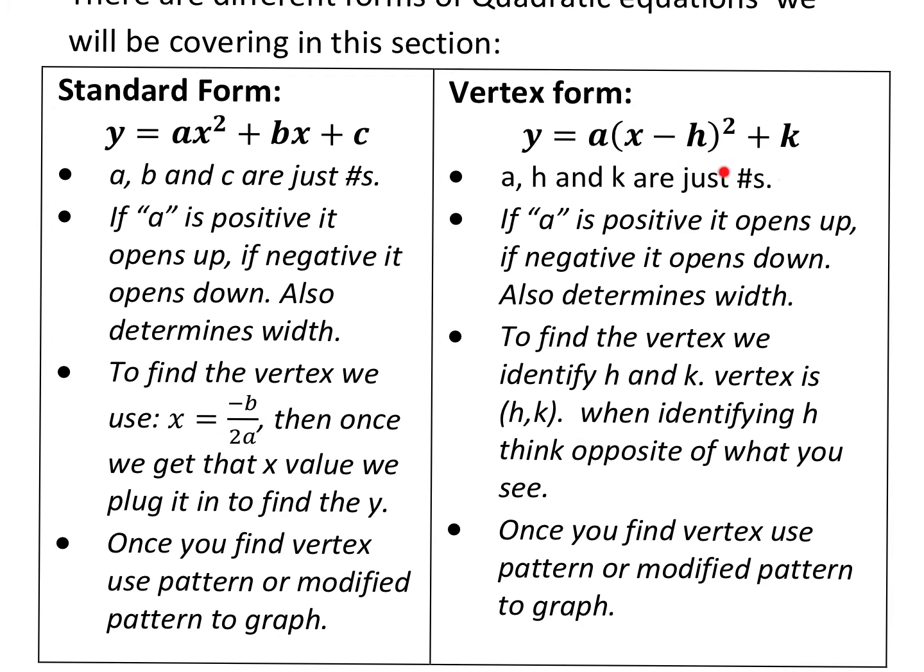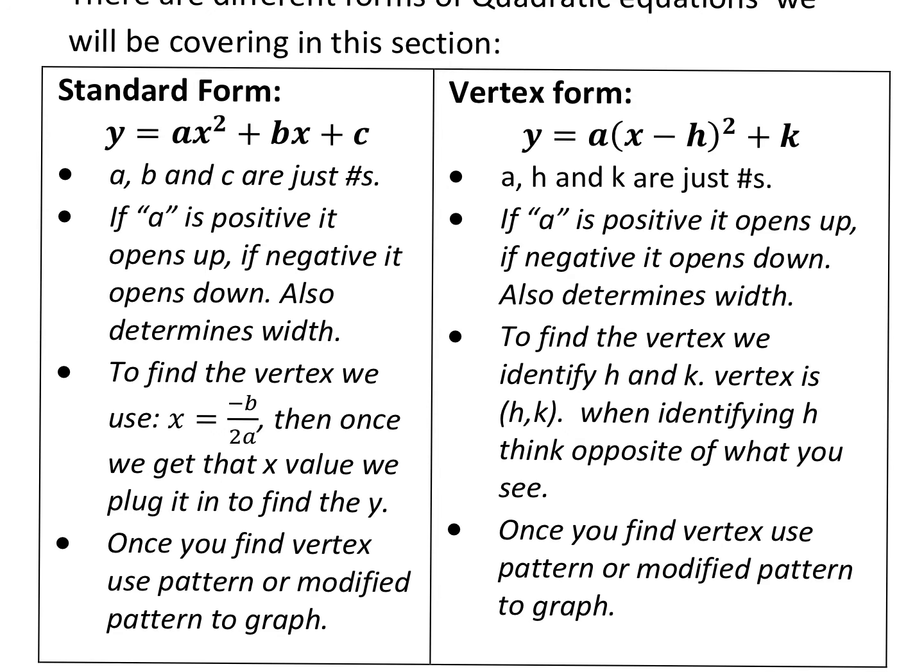The vertex form is way faster. Why is that? Because you could see the vertex just by looking at the h and the k. And in order to identify h, remember, you have to think opposite of what you see when you're identifying h. The k value, you take it for what it is, right?